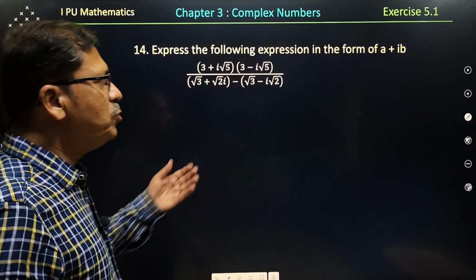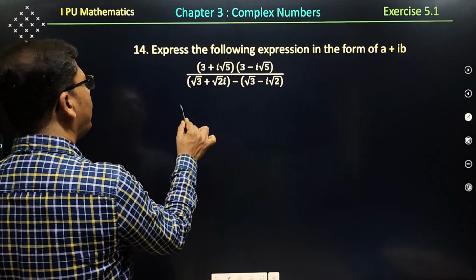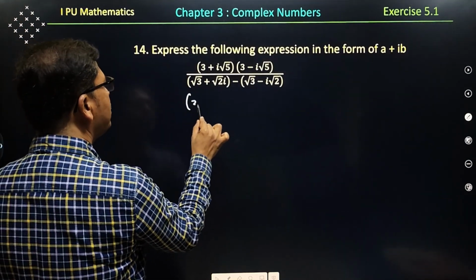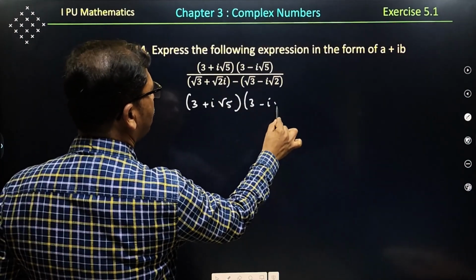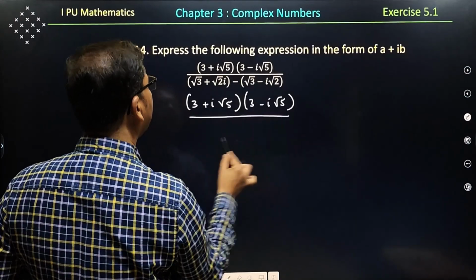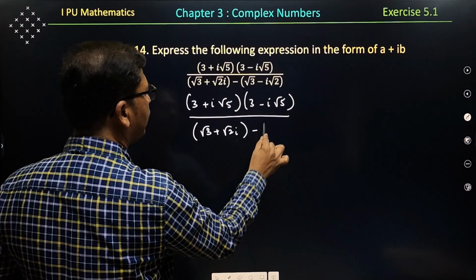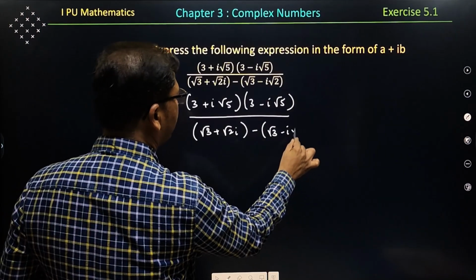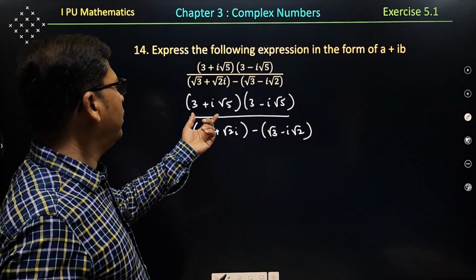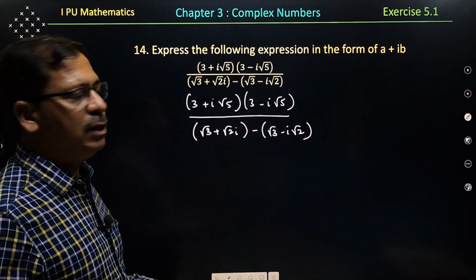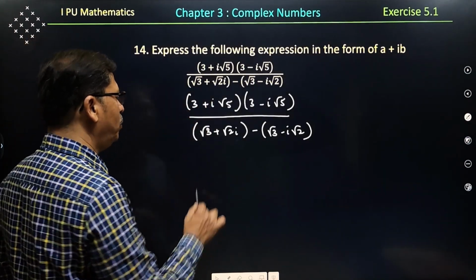Let us move to the last example of this exercise. See, they have given a combination 3 plus I root 5 into another bracket 3 minus I root 5 divided by root 3 plus root 2I minus of root 3 minus I root 2. If you observe carefully, the numerator is of the form a plus b into a minus b. In place of a, 3 is there. In place of b, I root 5 together. Apply that rule, a square minus b square.